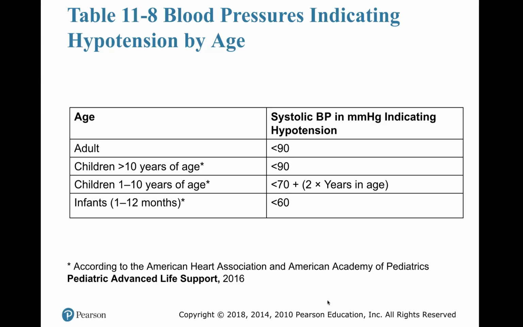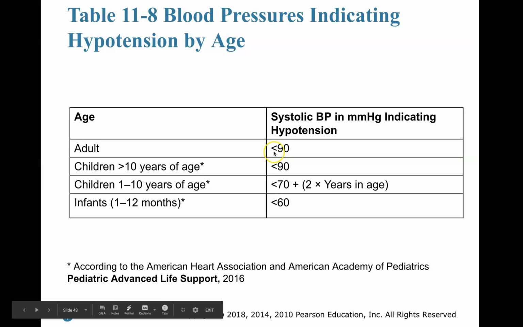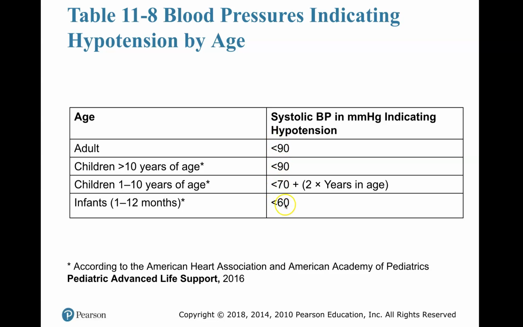Hypotension by age. If you look at the different age groups, you can see hypotension, hypo meaning low, blood pressure. Hypotension meaning low blood pressure. You can look at the systolic numbers here, and that will tell you hypotensive patients.